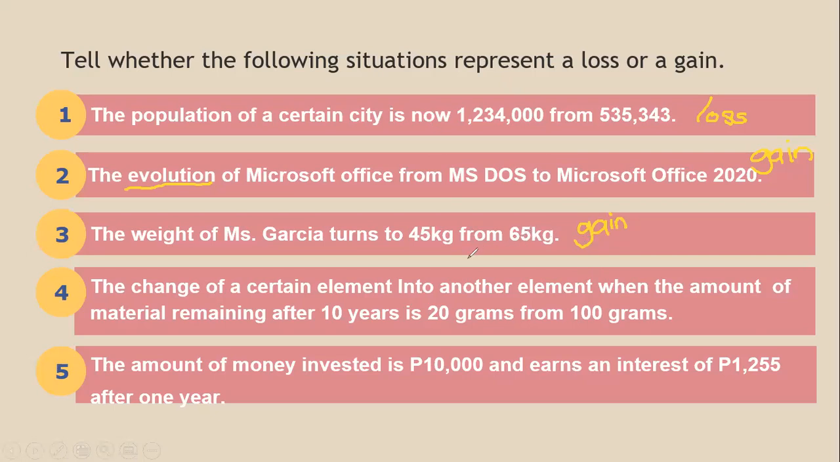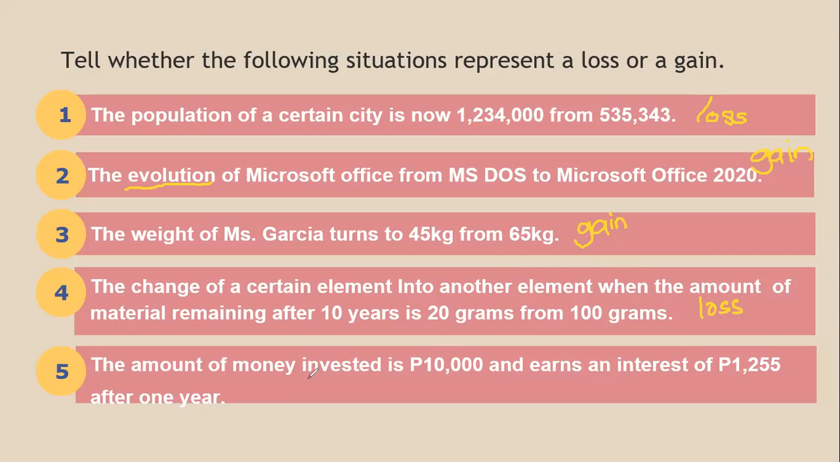Number 4, the change of a certain element into another element when the amount of material remaining after 10 years is 20 grams from 100 grams. So kung iintindihin natin, mahaba man yung sentence, pwedeng mag-focus tayo sa huling phrase, 20 grams from 100 grams. Kumonti daw, that is a loss.